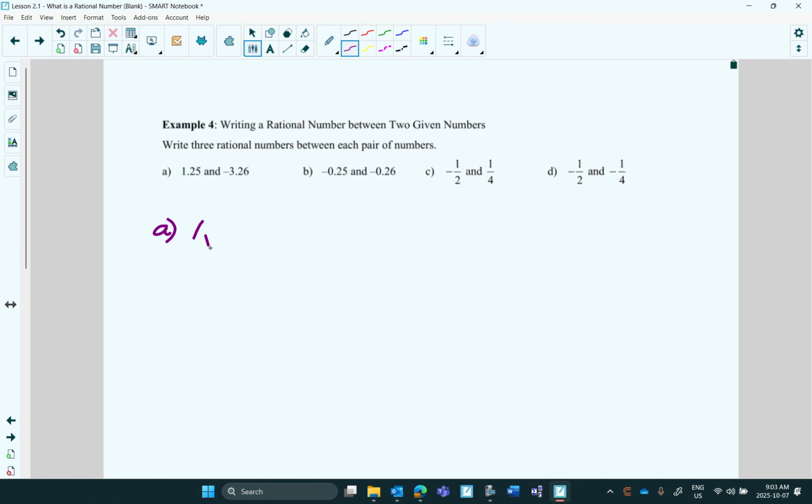2? 2 is too big. -2? Yes, because that's bigger than this one. Would -3 work or no? -3 would work because it's still bigger than that, but -4 wouldn't. -4 would be smaller than -3.26. 0, -1, any decimal number, like you could have done 1 point something, or 0.5, 0.6, whatever. Okay, so there's lots to choose from in A.